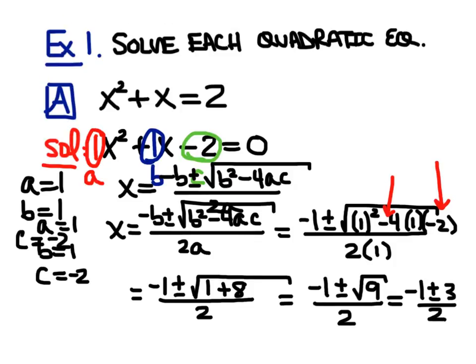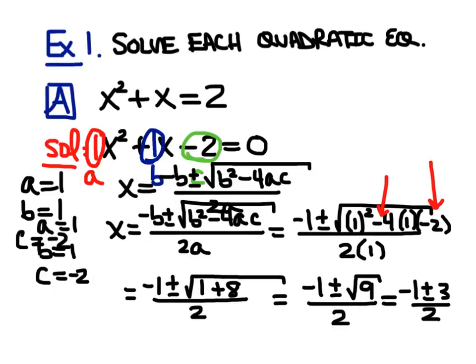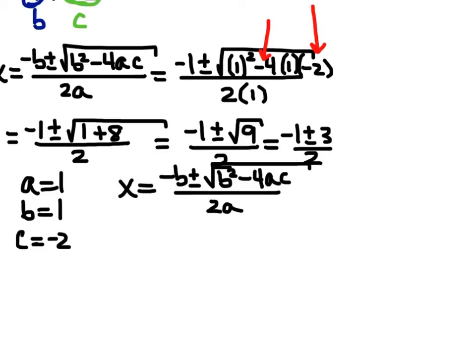I'm going to have to move this a little bit. Give me 1 second. So we have negative 1 plus or minus 3 over 2. And this is when you're going to branch this into 2 pieces here.